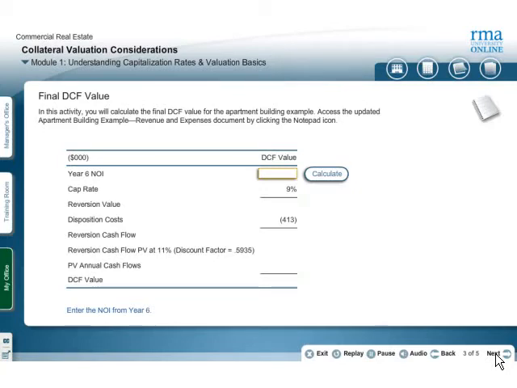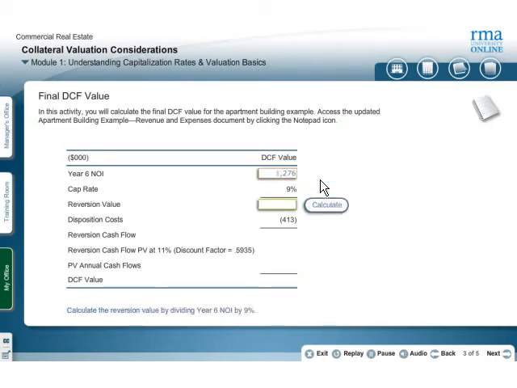In this activity, you will calculate the final DCF value for the apartment building example. You can access the updated apartment building example, revenue and expenses document, which includes the values for year 5 and 6, by clicking the notepad icon. First, enter the NOI from year 6. No, try again.